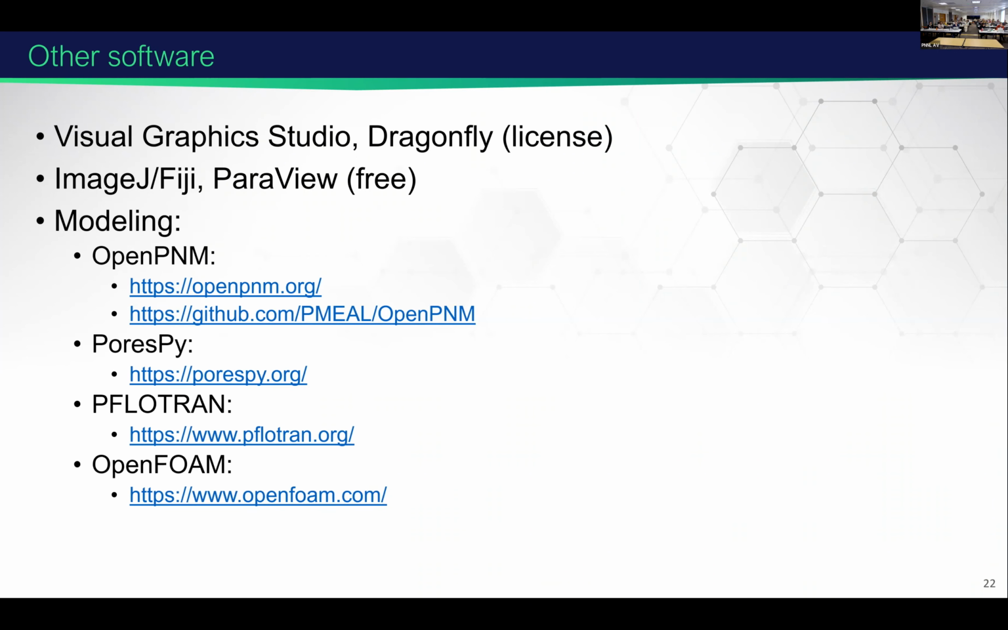But we have some free tools such as ImageJ, Fiji. Fiji does have a plugin called Trainable Weka Segmentation, which is a machine learning based algorithm that can do segmentation. And ParaView is a visualization software for 3D data, also free.